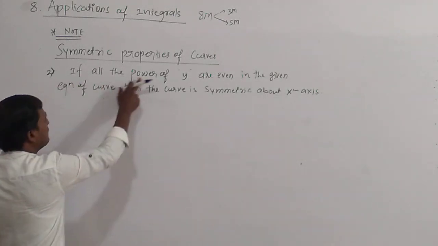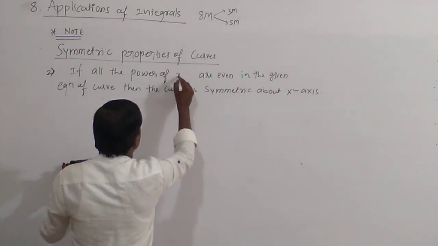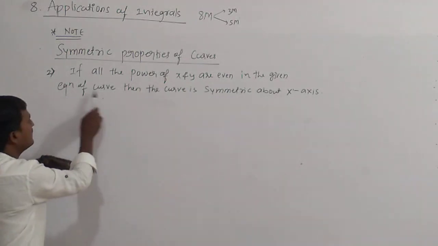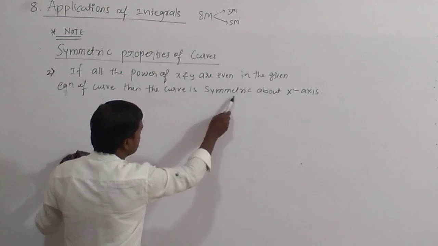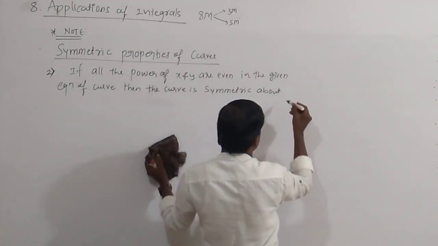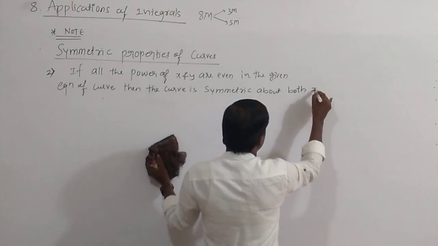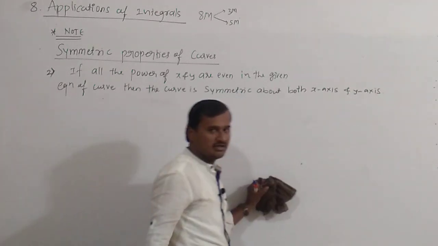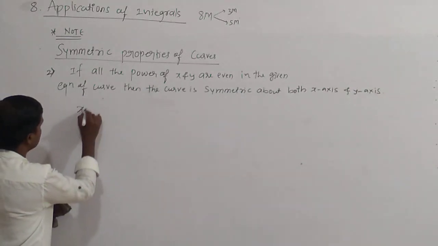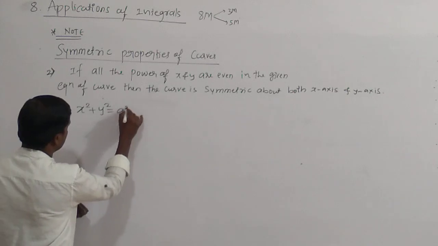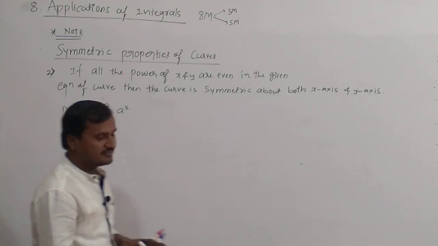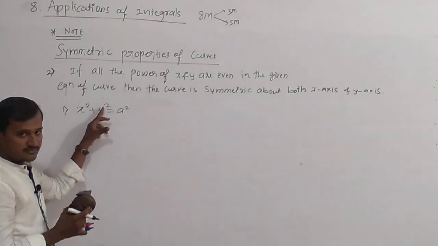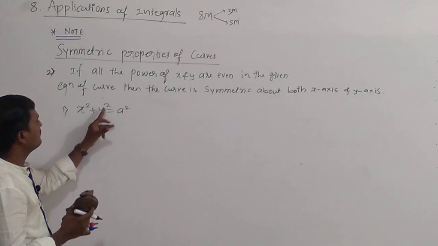Okay, if all the powers of x and y are even in the given equation of a curve, then the curve is symmetric about both the x-axis and the y-axis, right? So the given equation of a curve is like this, x square plus y square is equal to a square, right? In this equation, both the powers of x and y are even. Here the power of x is 2, the power of y is also 2.